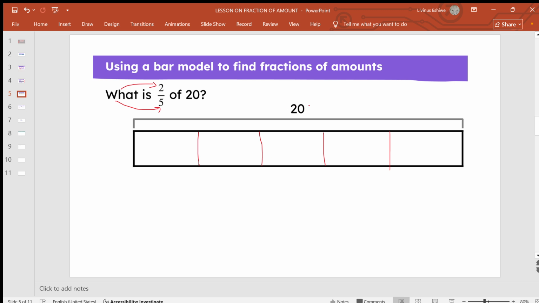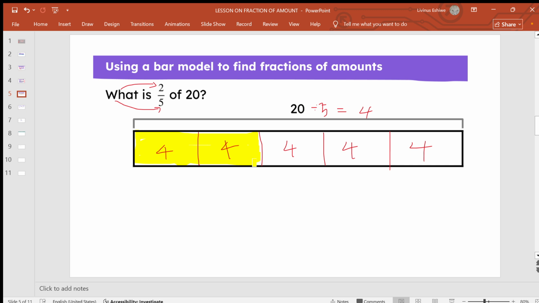Now if I divide this 20 by 5 by normal calculation, what will I get? I will obtain 4. So that simply means that each part here represents 4. And the question has simply asked us to pick just 2 parts. So let's shade out 2 parts here. According to the question, it has asked us to shade out 2 parts. So as you can see clearly, I have shaded out 2 parts.